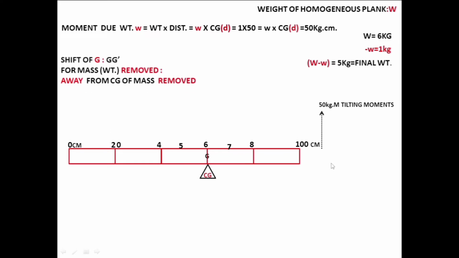Now we just saw that the shift of the center of gravity when you're discharging weight is away from the center of gravity of the discharged weight. As you can see here, now the scale has become 100 centimeters, so it will balance at 50. So the center of gravity would move away from the weight removed.